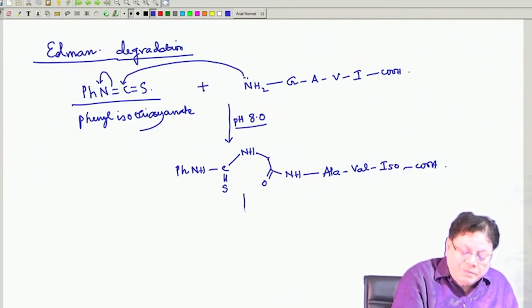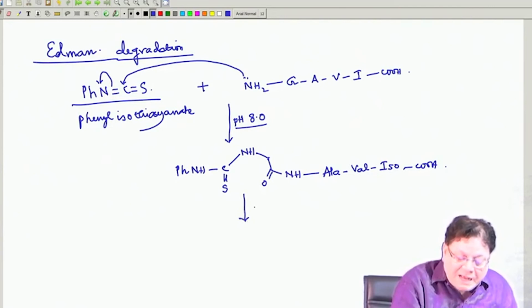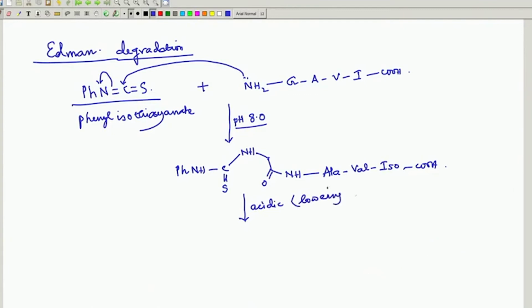So, then what you do, you lower the pH. So, you make it acidic, lowering the pH, and slightly heat the solution. Now, a reaction takes place. What is that reaction? The reaction is like this. This nitrogen lone pair comes here, there is an intramolecular reaction that takes place.